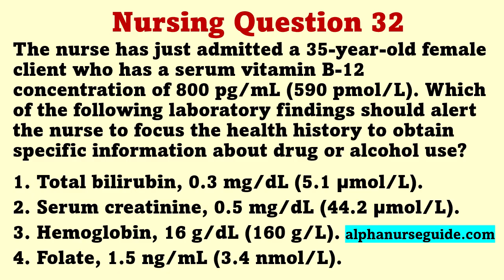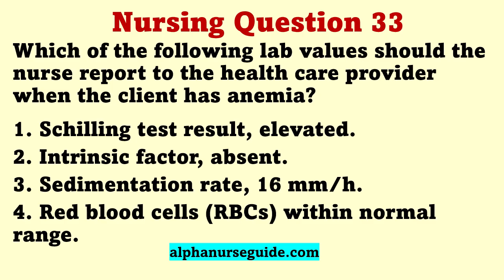and alcohol. The total bilirubin, serum creatinine, and hemoglobin values are within normal limits. Which of the following lab values should the nurse report to the healthcare provider when the client has anemia? 1. Schilling test result, elevated. 2. Intrinsic factor, absent. 3. Sedimentation rate, 16 millimeters per hour. 4. Red blood cells within normal range.